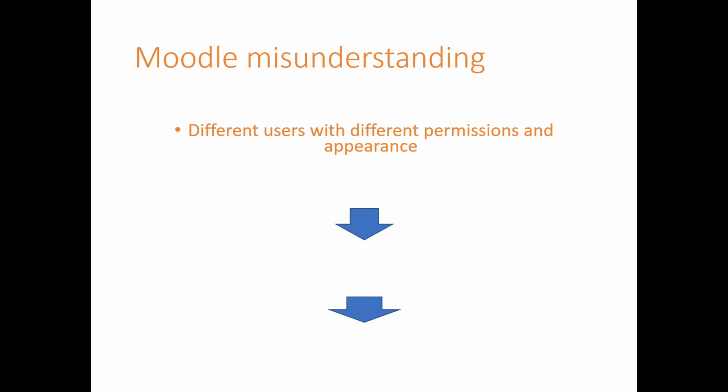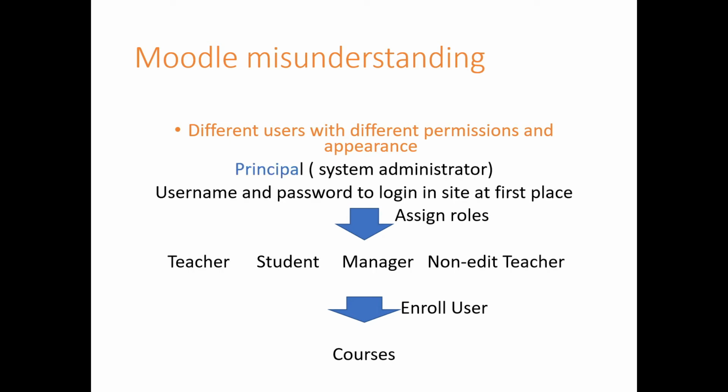So first of all, remember that in the previous minutes we logged in as a system administrator. Different users have different permissions. So how does Moodle work? This flow chart will make it very clear. First of all, we logged in as system administrator. Think of yourself as a principal or head principal or something like that, and then you upload the usernames and passwords. When you are uploading the usernames, you assign roles to each and every person. Like, okay, you be teacher, you be a student, you be a non-editing teacher, you be a manager.